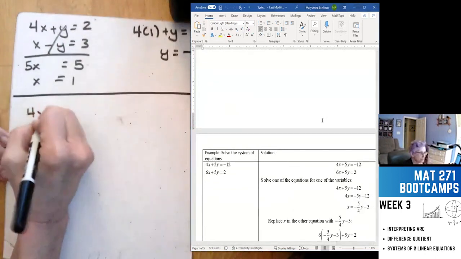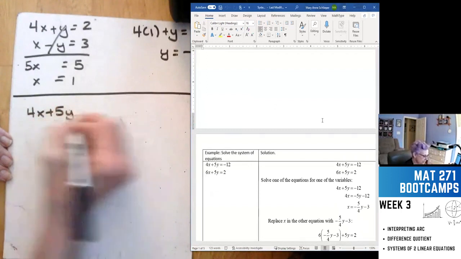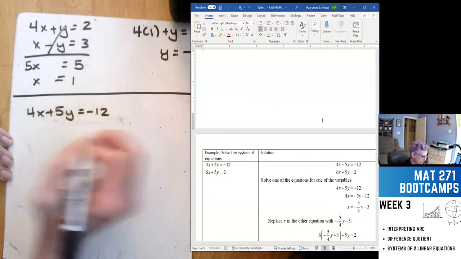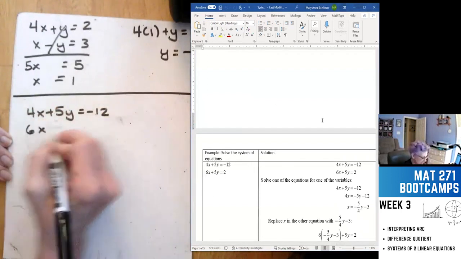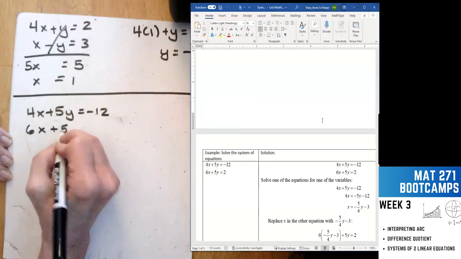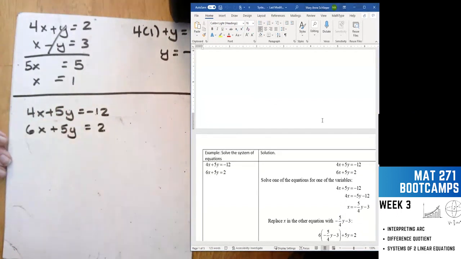Next one, we have 4x plus 5y equals negative 12. 6x plus 5y equals 2. This one's not quite so friendly for substituting.